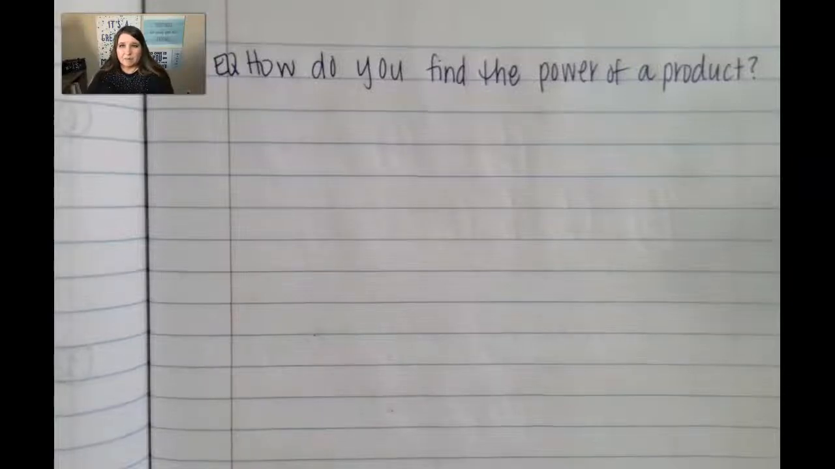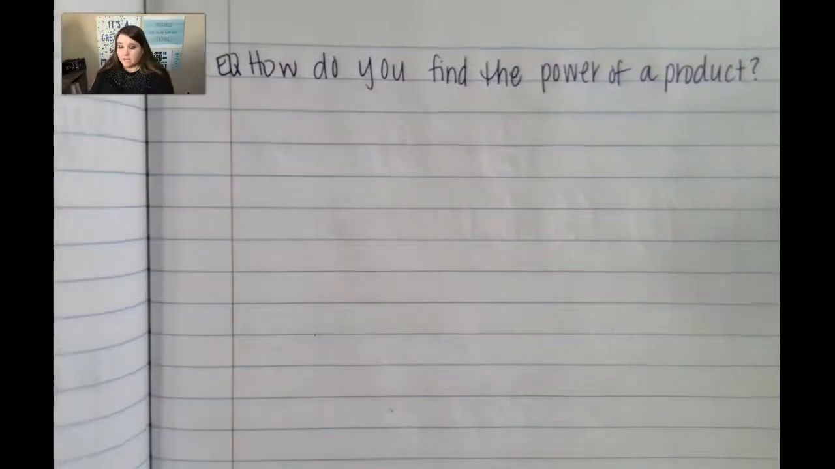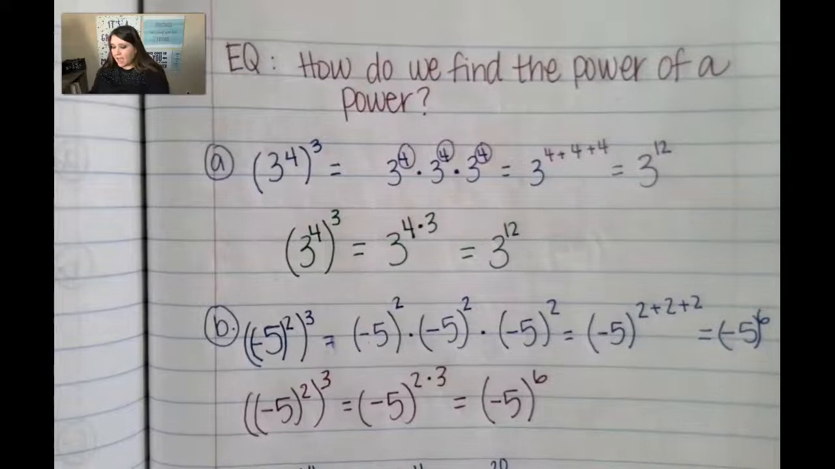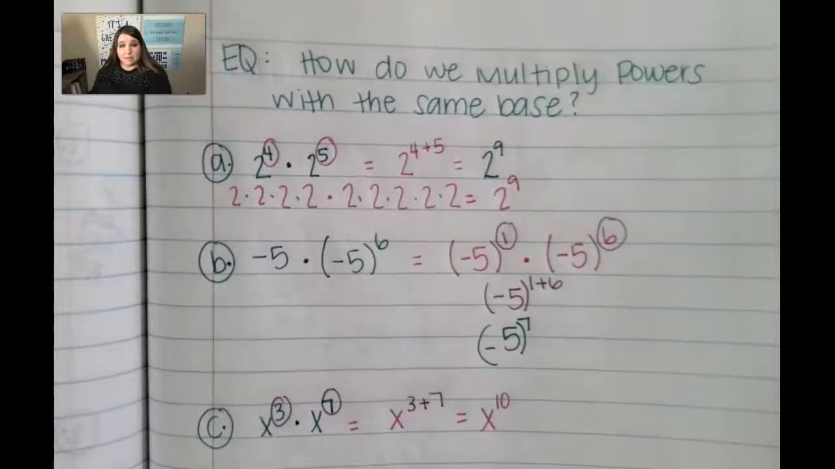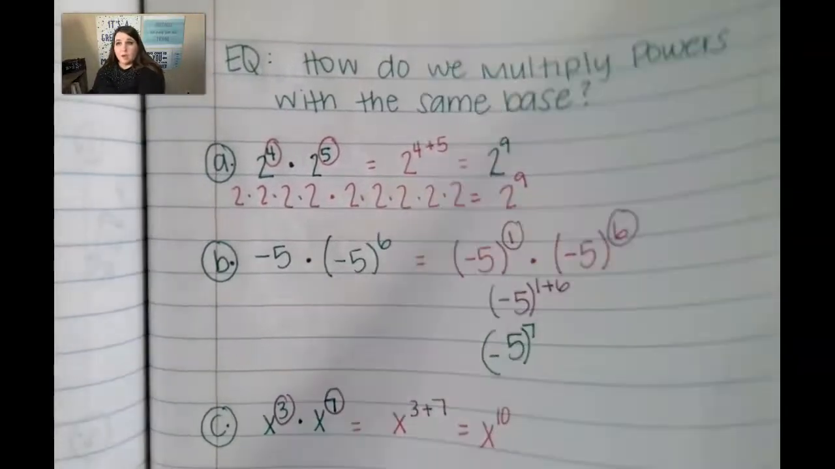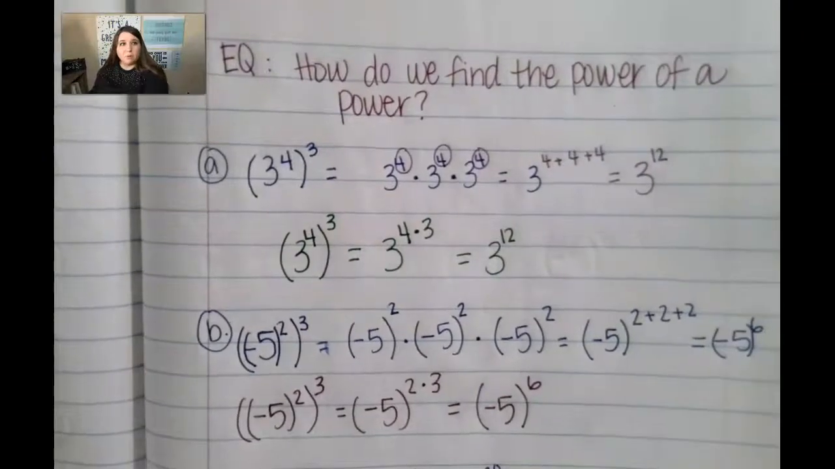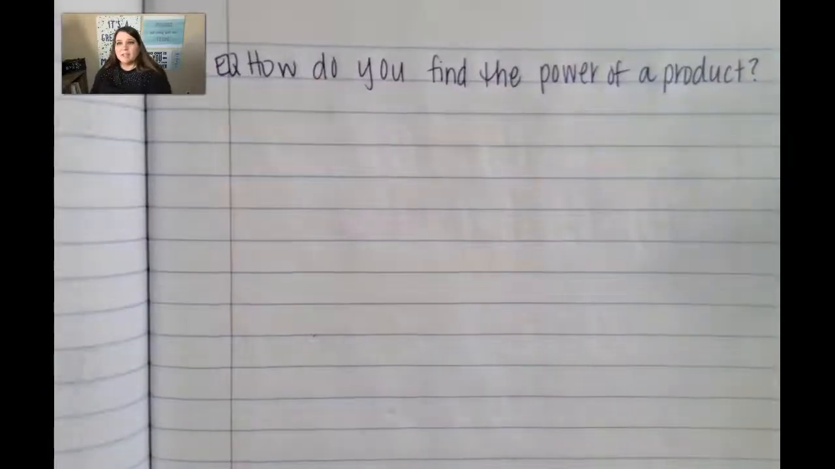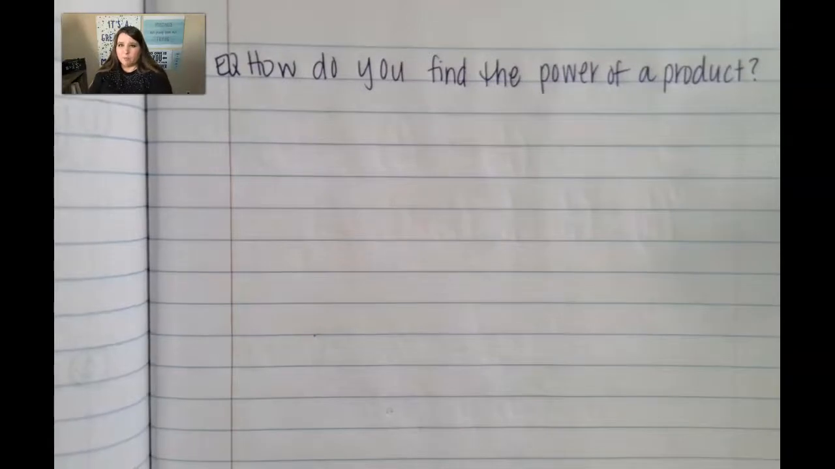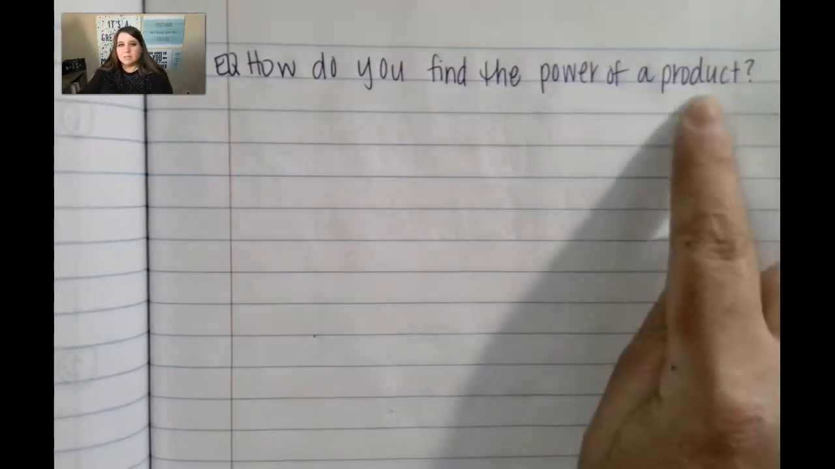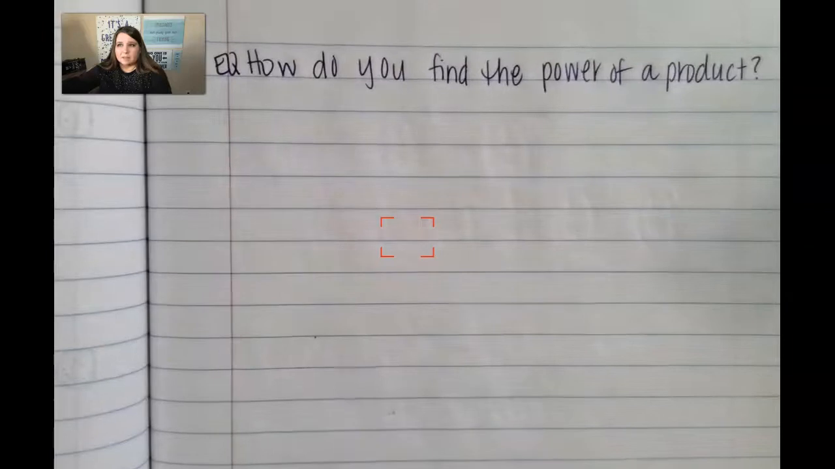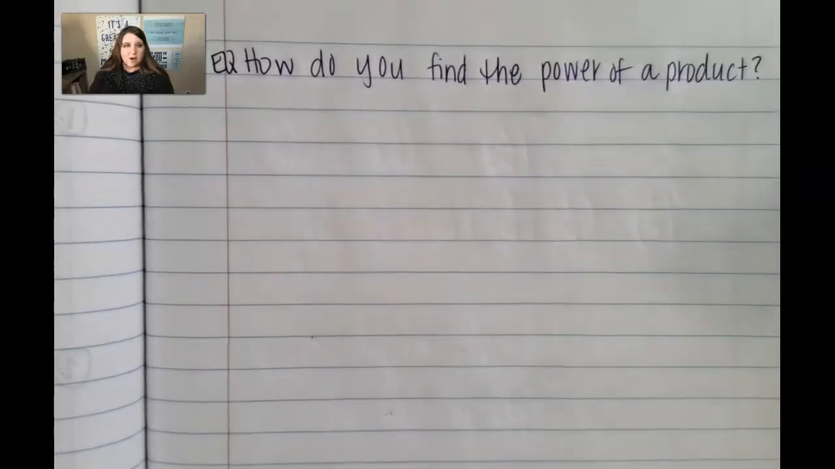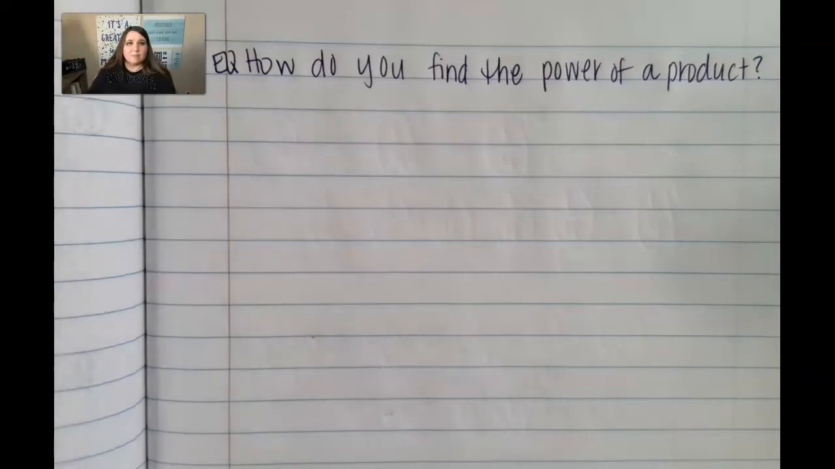Hi everyone. Today we will be looking at how to find the power of a product. In the last couple lessons we've looked at finding powers with the same base, so multiplying powers that have the same base. We've looked at finding the power of a power, and today we're going to look at how to find the power of a product. Well, we know that product means multiplication, so it looks like we will be having some multiplication happening today. So that's a clue. All right, let's check out an example that they give us.